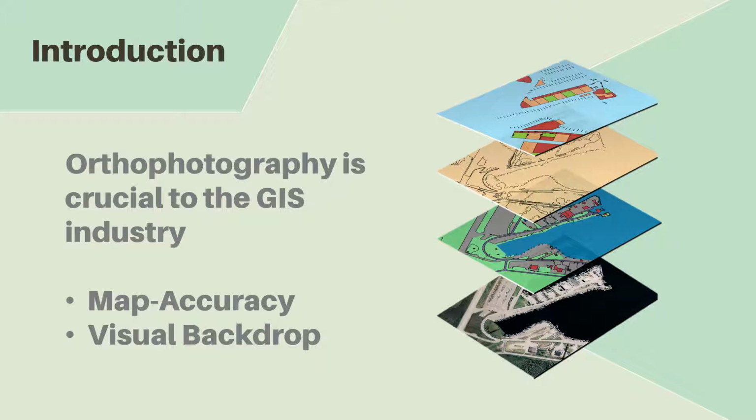So like we all know, orthoimagery is a crucial component to creating GIS data and mapping. It's used as a backdrop for digitizing GIS features and helps to give GIS data context. Map accuracy and visual quality are two of the main factors that make a good orthophoto.